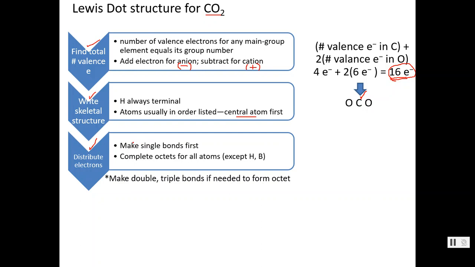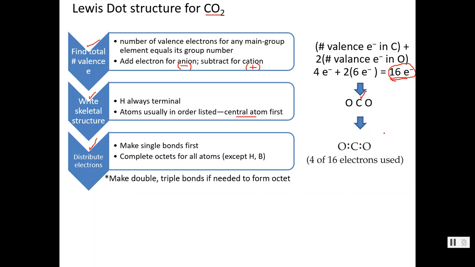The first step you do when distributing electrons is to make single bonds first. Specifically, when I say make single bonds first, that means a single bond, that means 2 electrons that are shared between the central atom and the outer atom. So in this case, since I've got two outer atoms, I'm going to go ahead and make single bonds by putting two electrons in between this oxygen and this carbon, and this carbon and this oxygen.